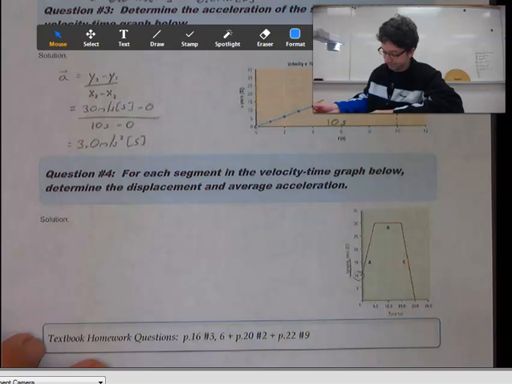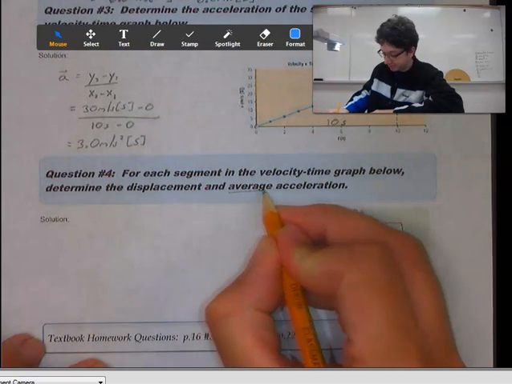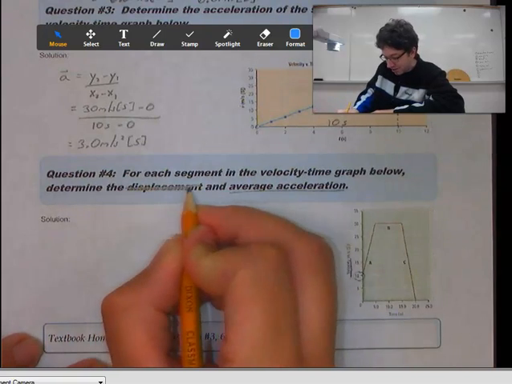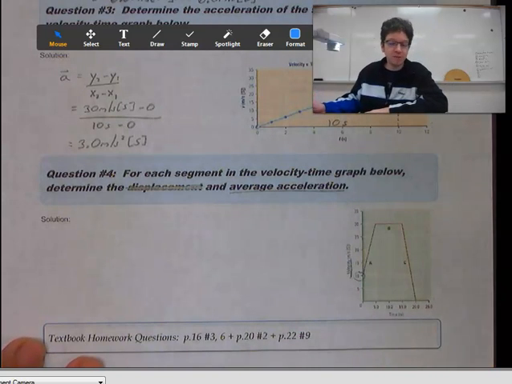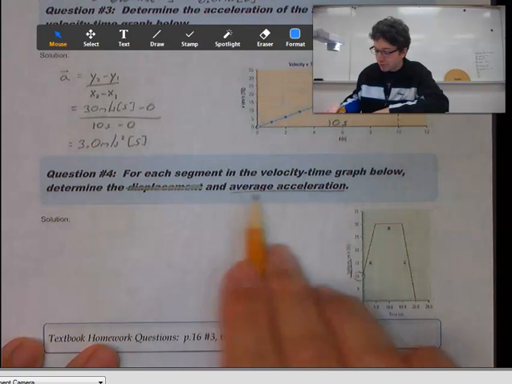Now, to find the acceleration, we're actually not going to be finding displacement, because this isn't a dt graph. You could find displacement from a velocity time graph. We're not going to do it in this course, but if you're interested, you need to find the area under the graph. Instead, we're going to find acceleration.